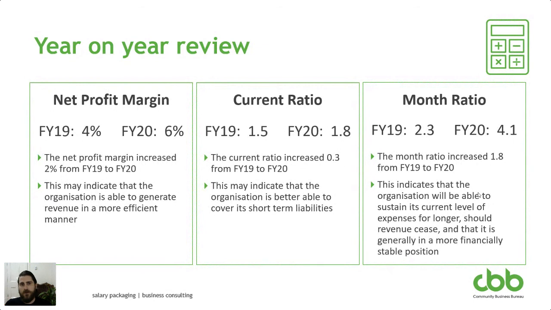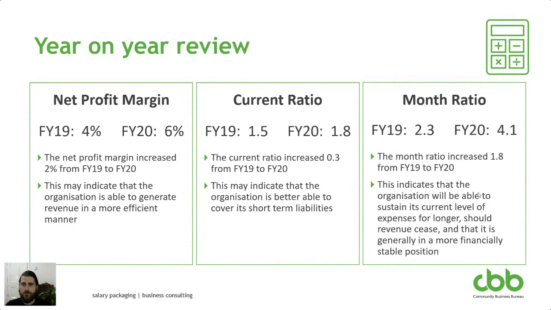So the net profit margin, we have an example here. So looking at FY19, the net profit margin was 4%, and in FY20 it was 6%. So the net profit margin has increased by 2% from FY19 to FY20. So this may indicate that the organisation is able to generate revenue in a more efficient manner. This could be, for example, by increasing revenue and not having to increase expenses at the same rate. It could also mean that the same level of revenue was able to be generated with lower expenses.